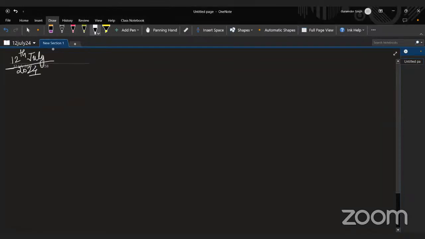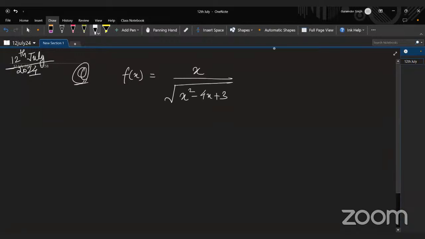Since you haven't done the homework, just a few problems of finding the domain of a function, and then we will move ahead. The first problem is: I am given a function f of x that can be written as x divided by under root of x square minus 4x plus 3. So tell me, what will be its domain?